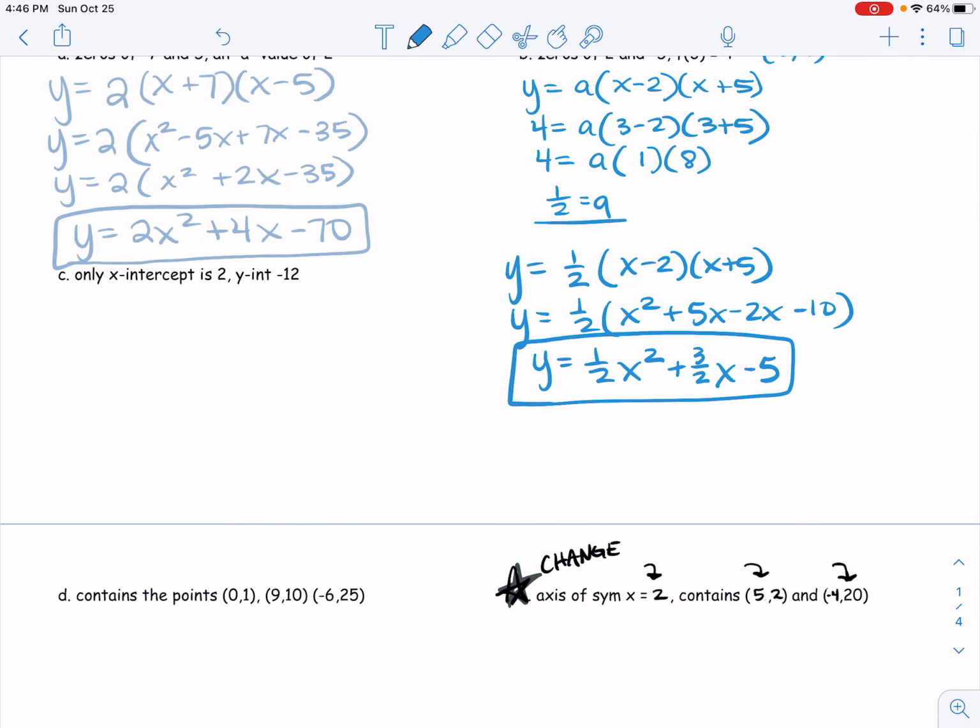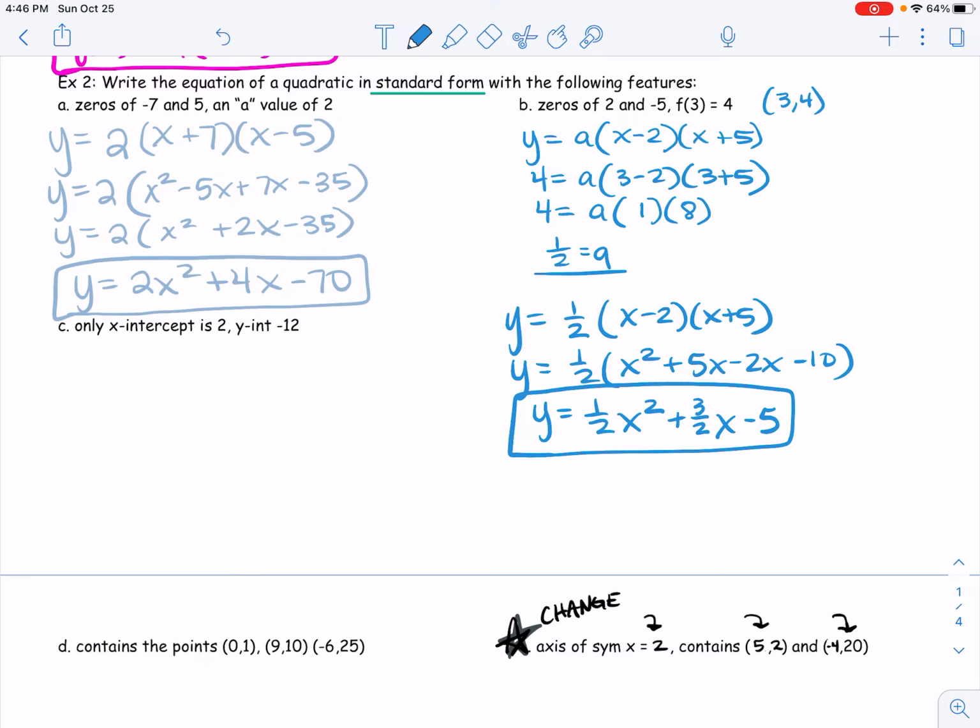So we had to do double the work for this one because I didn't know the a value to begin with. So I had to use what I had to find the a value. Then I had to multiply everything out and distribute to get in standard form.